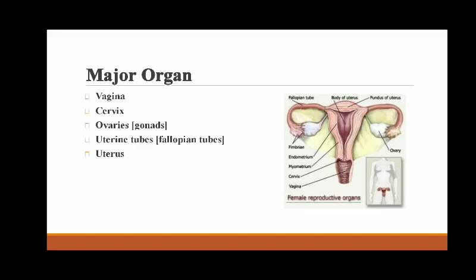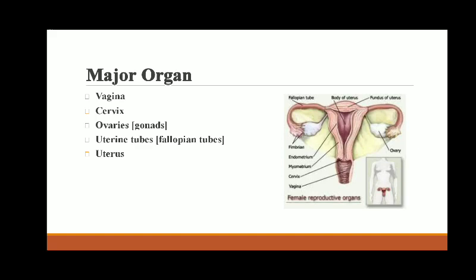Next, the second part of the female reproductive system, that is major organs. In the major organs, the following organs are considered. First, vagina. Second, cervix. Third, ovaries. Fourth, uterine tubes, or we can call them Fallopian tubes. And last one, uterus.